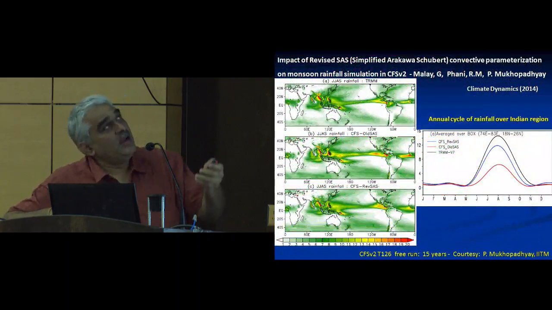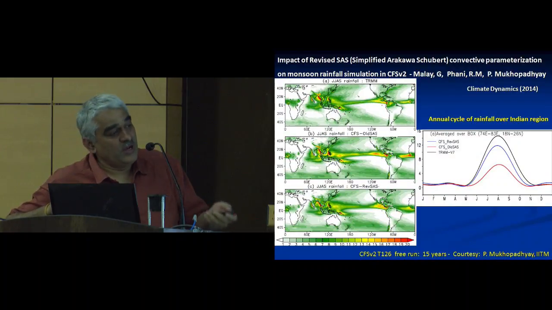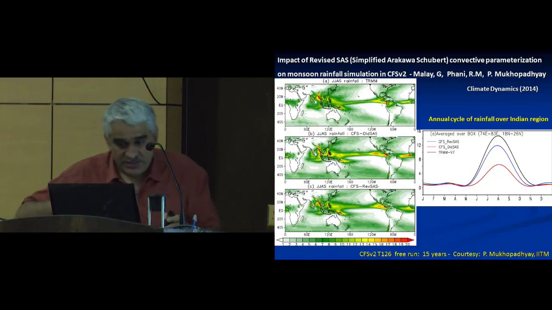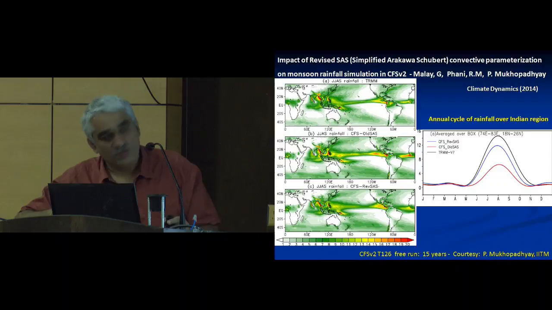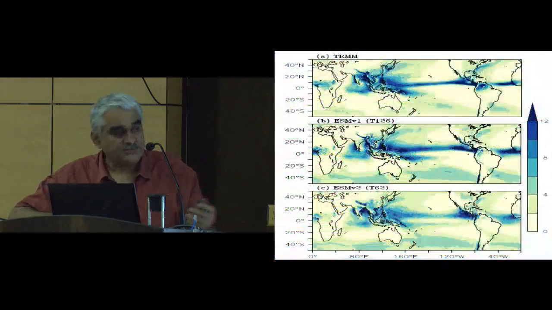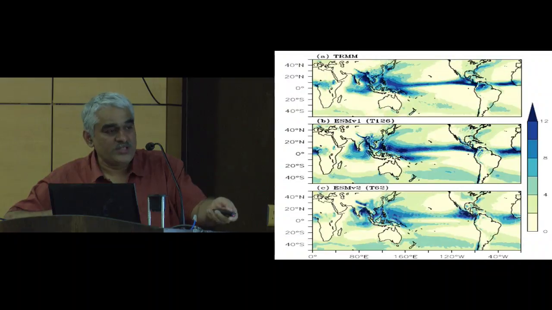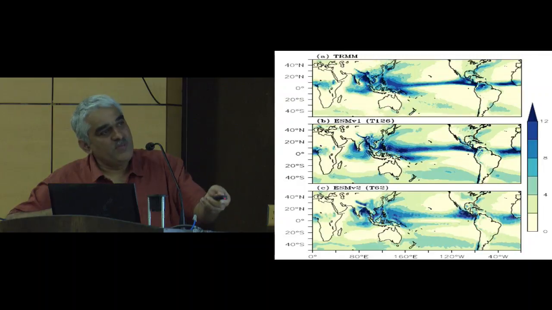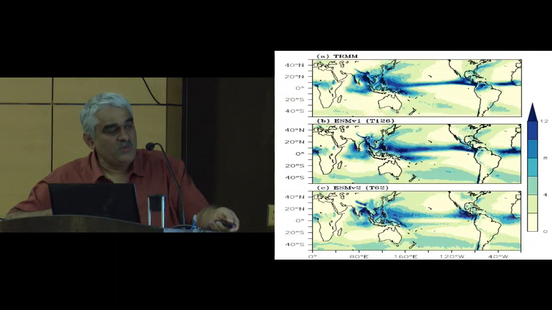And Partha et al. published a paper on the impact of this new SAS scheme on the monsoon rainfall, and they noted that in the CFS T126 with the new SAS scheme, the rainfall over the central and eastern part significantly improved compared to the previous CFS. So this was the motivation. We said that we should use a new convection scheme for the monsoon, and that has gone into the ESM. As you can see, the lower resolution ESM has better rainfall over the Indian land region, and some of the biases in the West Pacific have also been mitigated, but the model still has its own problems.